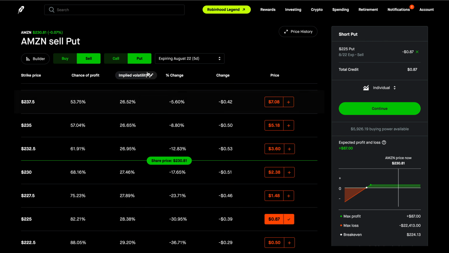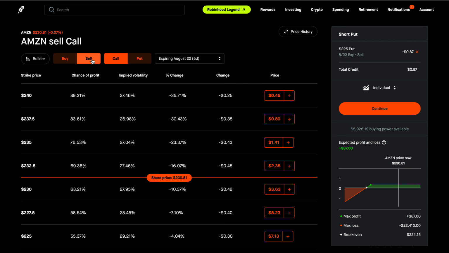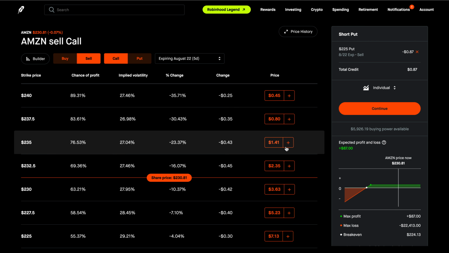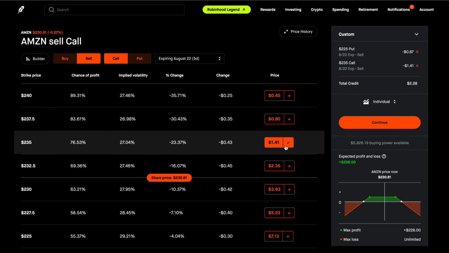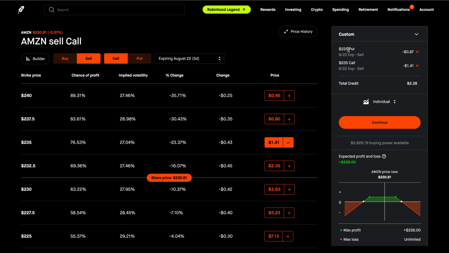Then I would switch over to calls here. We're still staying on sell, but we're going to switch over to calls. And next, we would want to sell a call with the strike price equal to the high end of the range we came up with. So the high end is 235. So we would next sell a call with a strike price equal to 235. So right here. So I'm going to select this. So notice here, this is what I mean by selecting more than one option to trade. Now we've already selected two options to trade here.